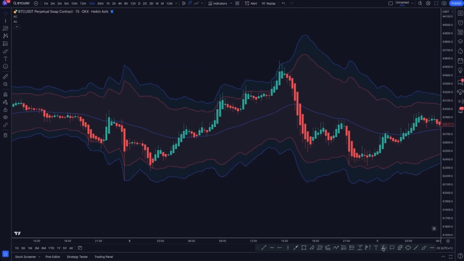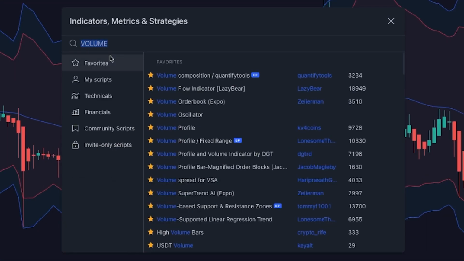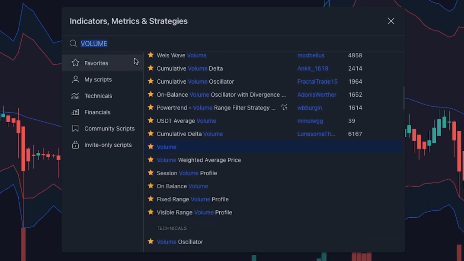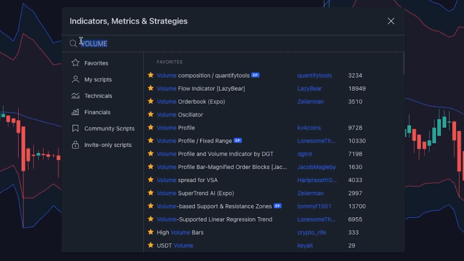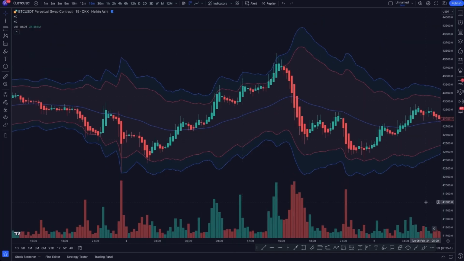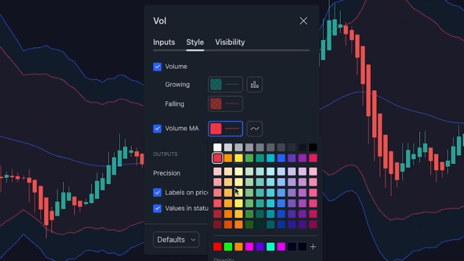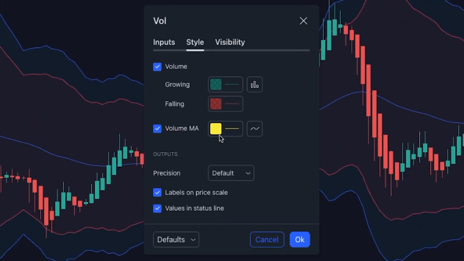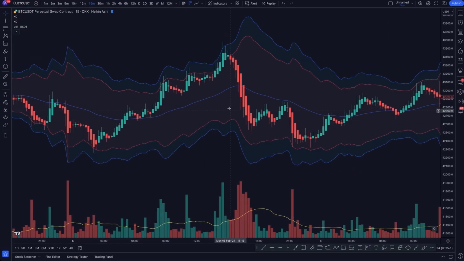We're primarily looking for and exploiting these types of trend reversals. Returning to the indicators, search for volume. We'll use the volume indicator provided by Tradingview, which, while simple, offers a lot of valuable information. In this volume indicator, we'll just add a moving average to this volume. We can, for instance, set it to yellow and remove these options again to keep the chart clean. At this point, we already have plenty of information to operate with.